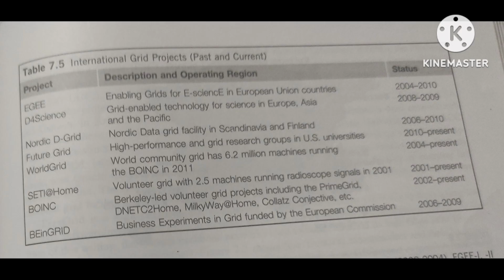These are some of the examples of international grids. EGEE, D-Grid for Science, NorduGrid, FutureGrid, WorldGrid, SETI@home, Bonjour, BEinGrid. So all these are the examples of international grid projects. Generally international grids are based on a contract time period. So that's why in the third column, status, we have some time period in which duration it is active.